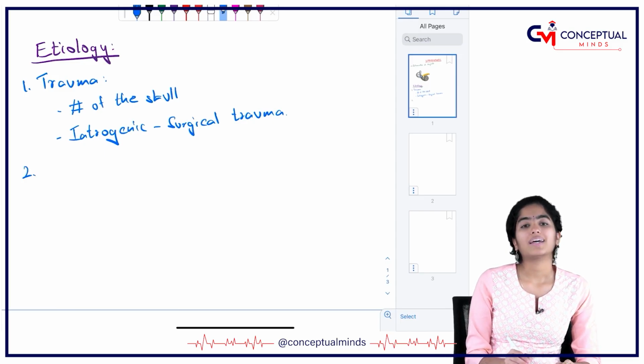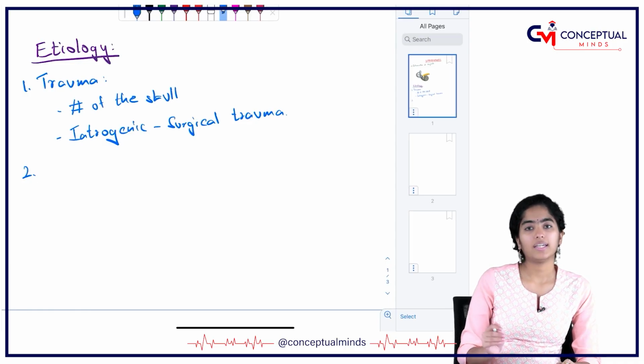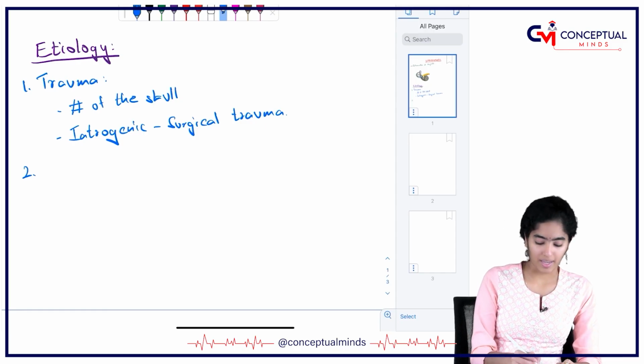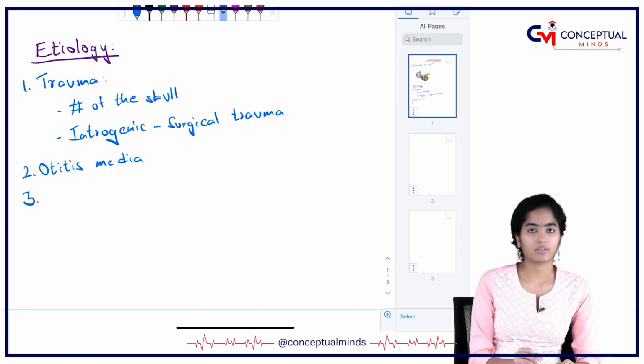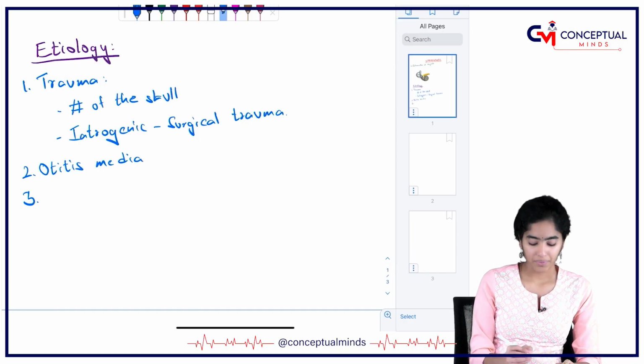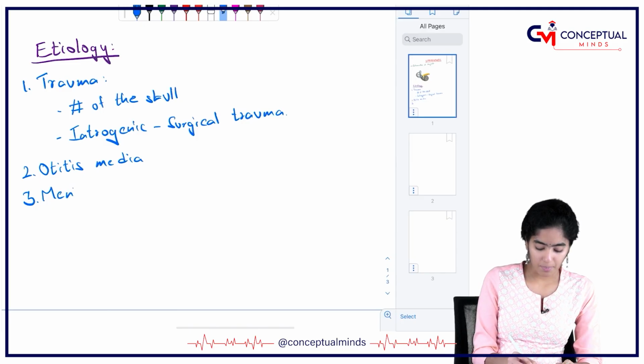After trauma, the next etiology is bacterial infection of the middle ear that spreads either through the round window or through the oval window and causes labyrinthitis. So, otitis media. Bacterial infection of middle ear called as otitis media. The third etiology is meningitis.